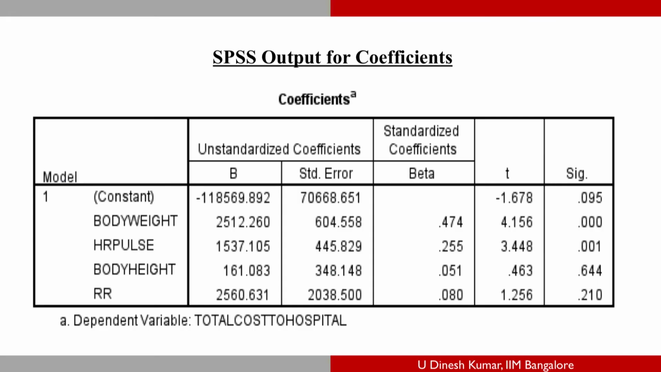Now let us look at the coefficient table from the SPSS output. This is where we will find the t value and the corresponding p value. Here I have 4 variables: body weight, HR pulse, body height and RR. The first 2 variables are statistically significant at alpha of 0.05, because both have a p value of less than 0.05, given in the last column, whereas for the last 2 variables, body height and RR, the p value is greater than 0.05.